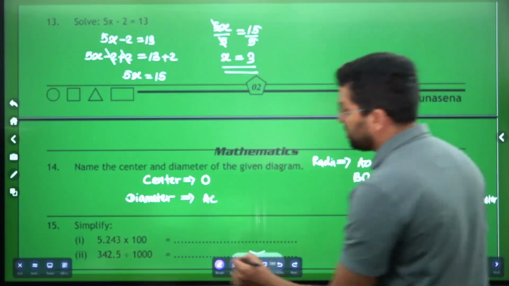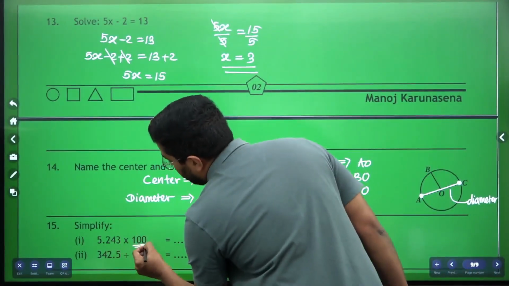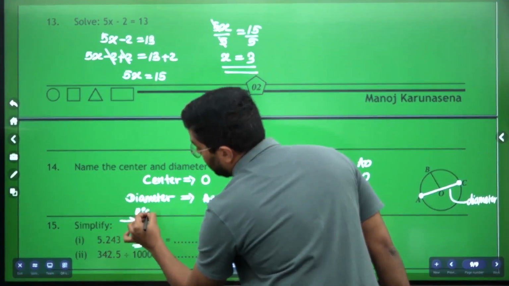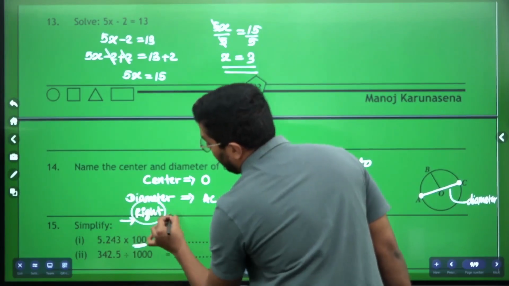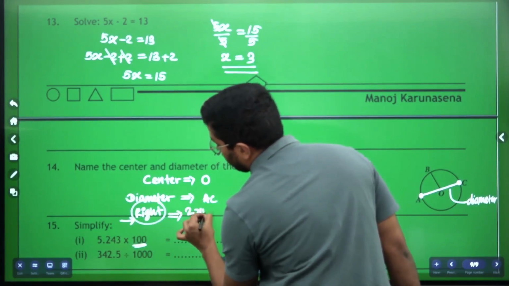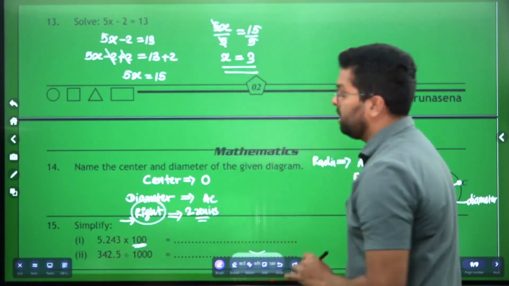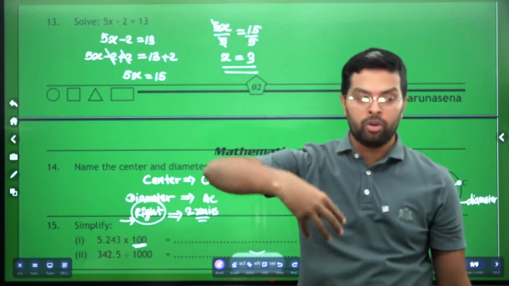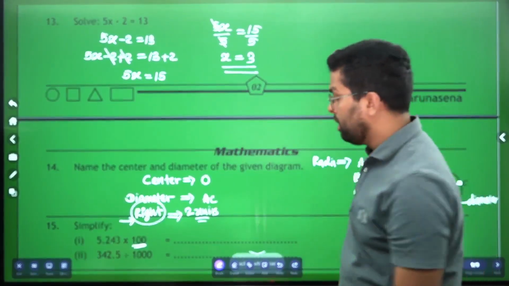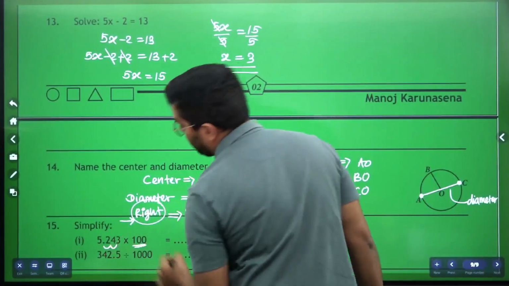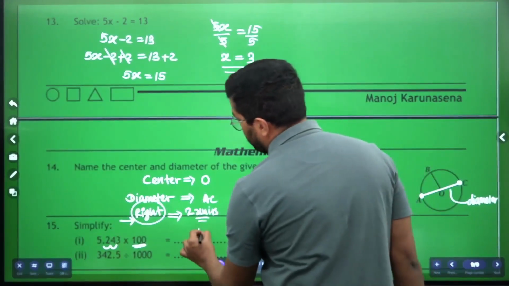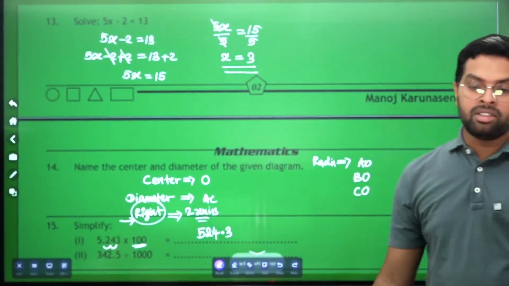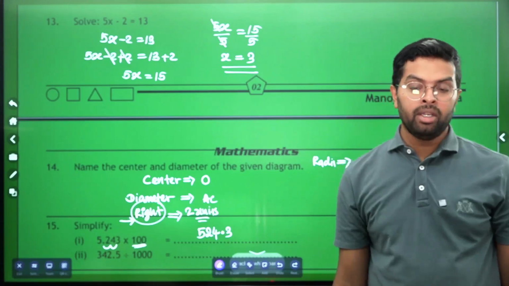So what happens? When you multiply a number by 100, the decimal point moves towards your right hand side for 2 units. An easy way to remember is that 100 has 2 zeros. Therefore, we move the decimal point towards the right hand side for 2 units. So the answer is 524.3.